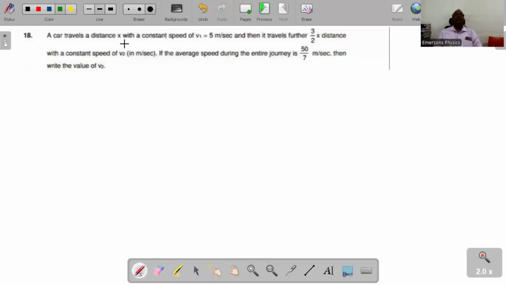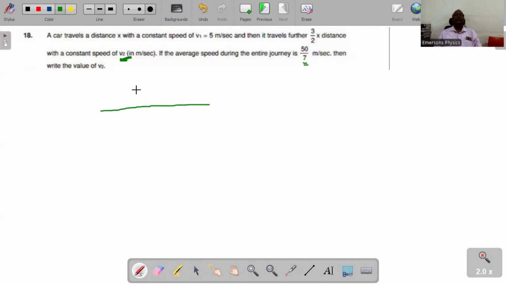A car travels a distance x with a constant speed v1, which is 10 meter per second, and then it travels a further 3 by 2 x distance with a constant speed v2. The average speed during the entire journey is 50 by 7 meter per second, and we wanted to find out v2. It's given clearly.